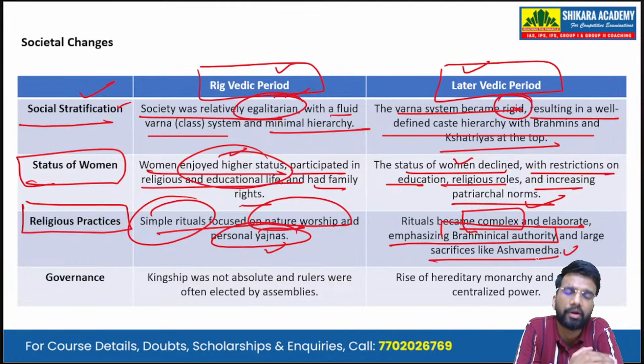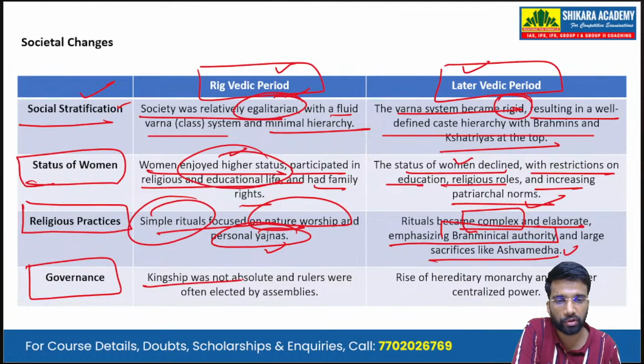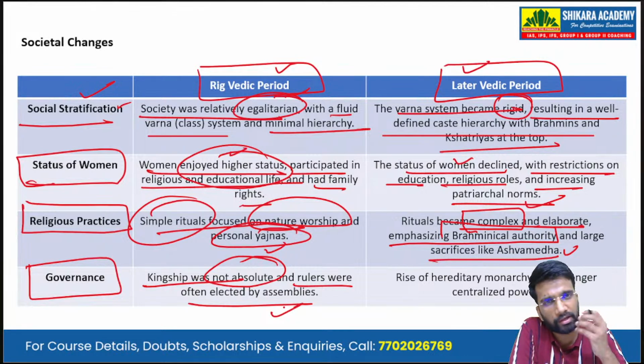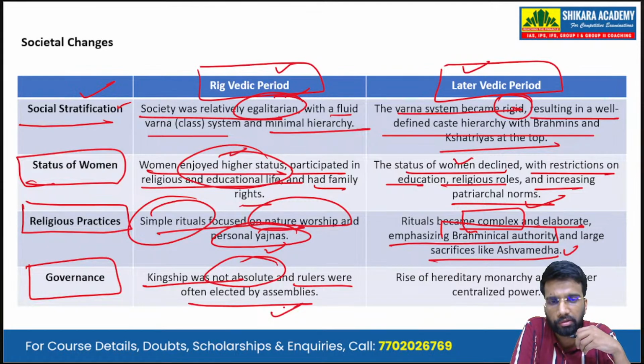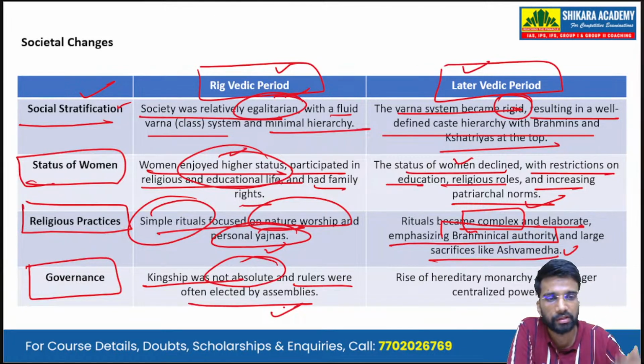They were an authoritative figure that was reflected in the religious practices as well. Then there was governance. Kingship was not absolute in the Rigvedic period, and the rulers were often elected by the assemblies. So in the Rigvedic period, we had a certain sort of democracy in the society. Kingship was not absolute, and the kings were elected by the assemblies.